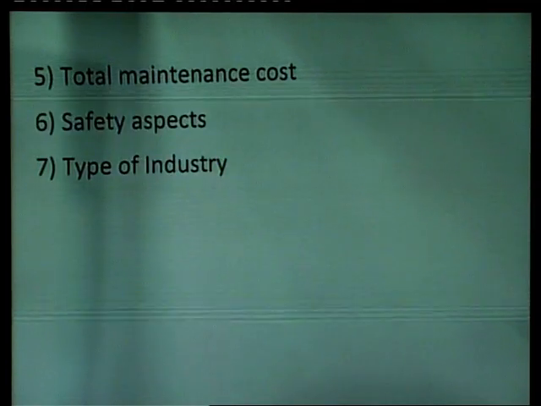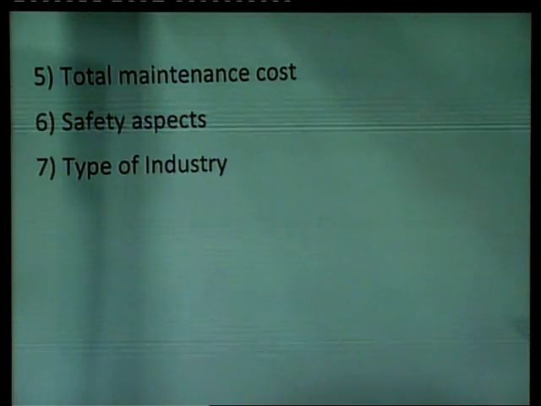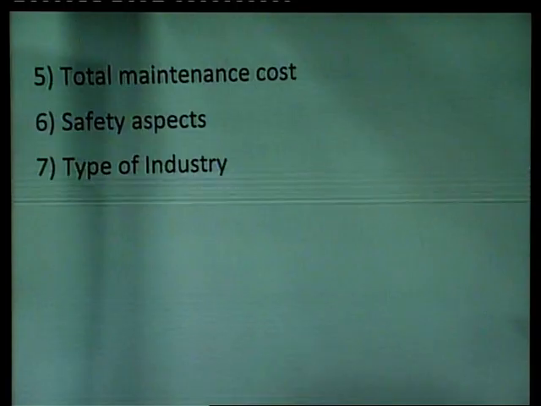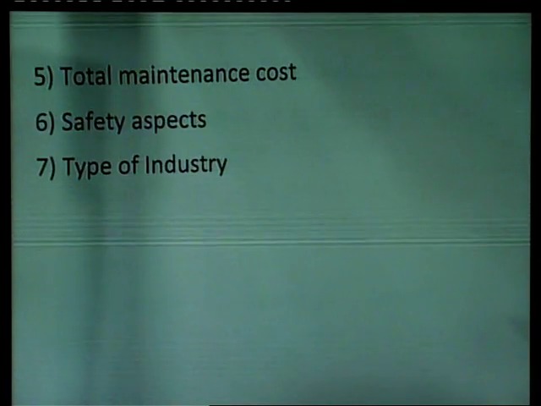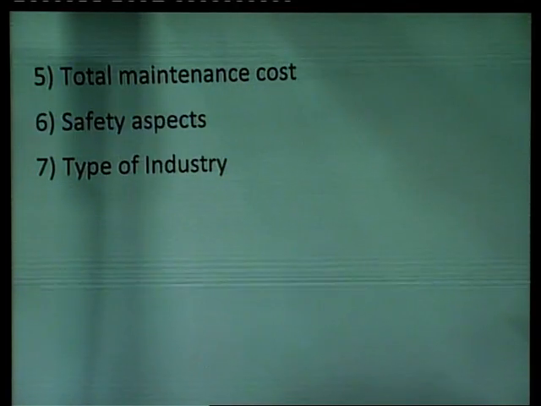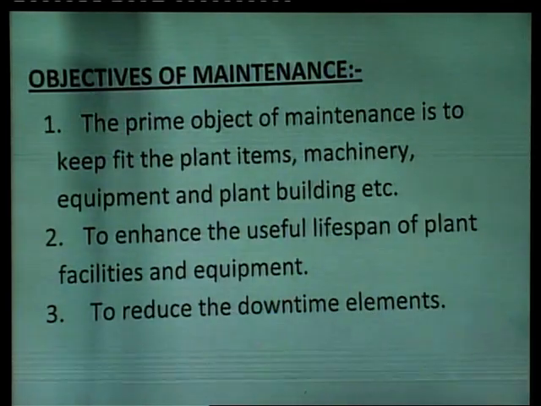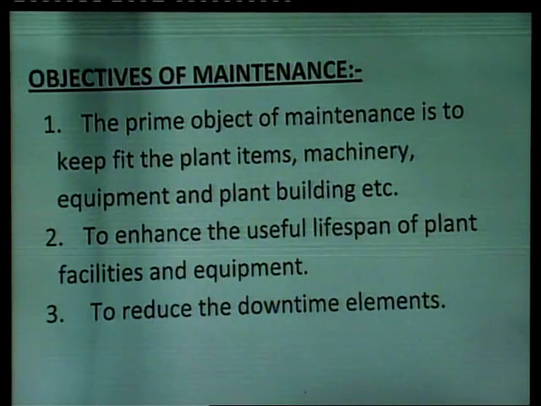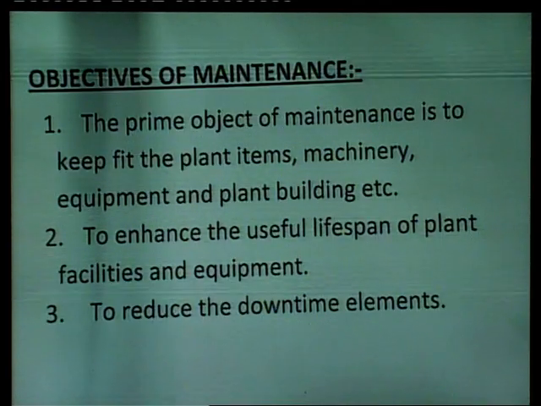industry. So, these are the 7 different aspects on which the importance of maintenance is standing. So, next part is the objective of maintenance. There are different objectives of maintenance.